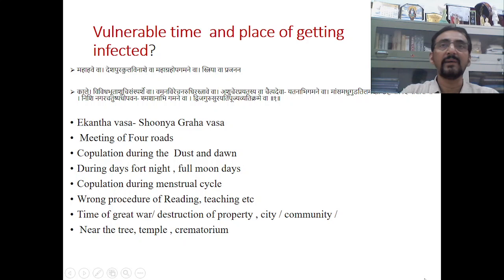So this is one of the best. What they say is, if you don't follow all these principles, then there is every possibility of an entry of Graha Rogas inside the body. Now we know that Graha Rogas can be compared with the microorganism. So this is nothing but a precaution against the entry of a microorganism inside the body.